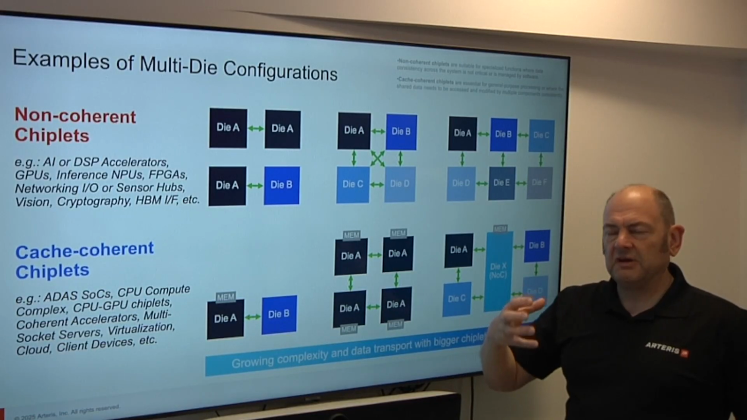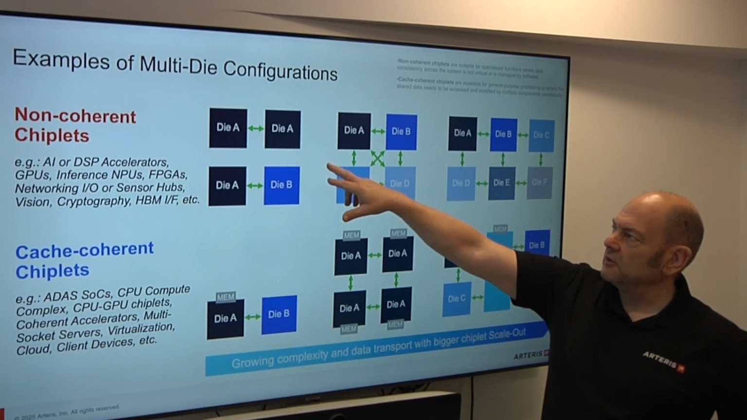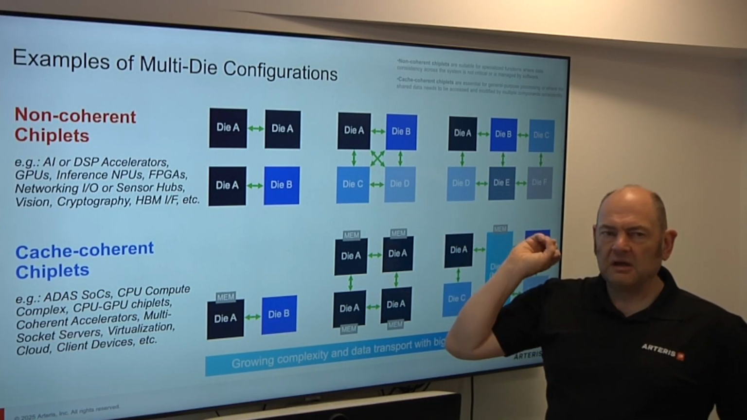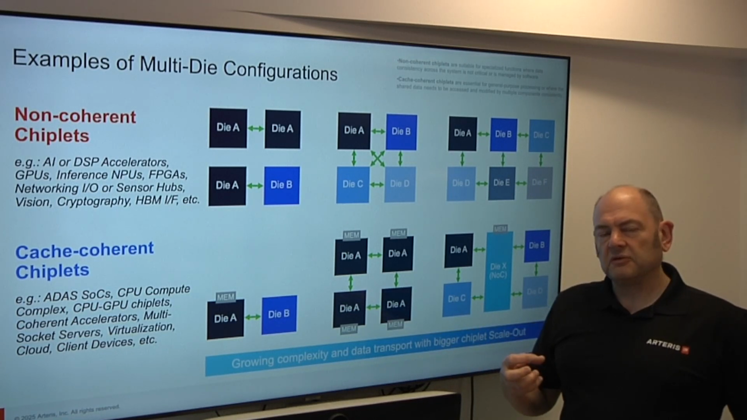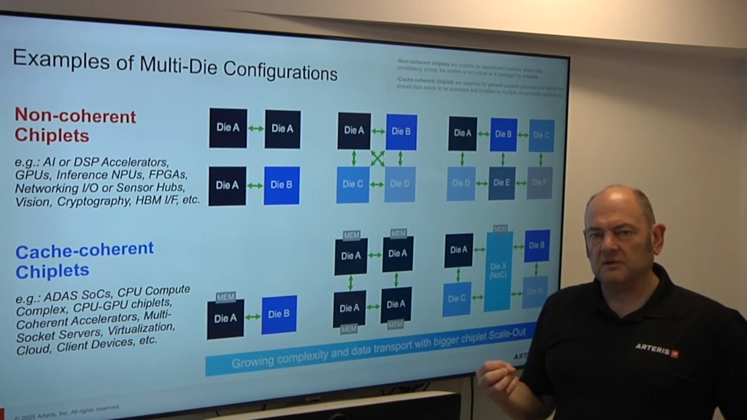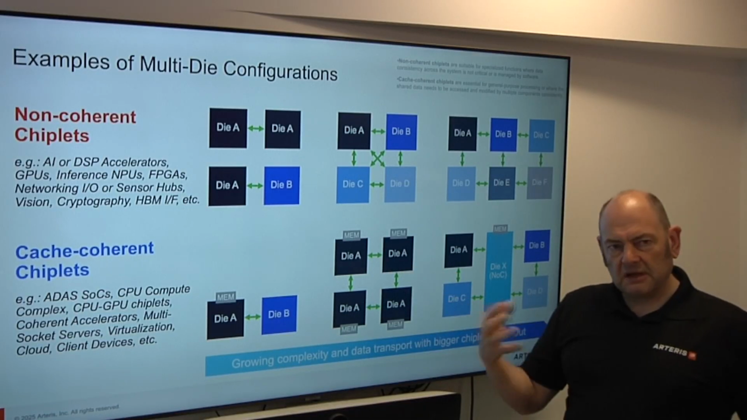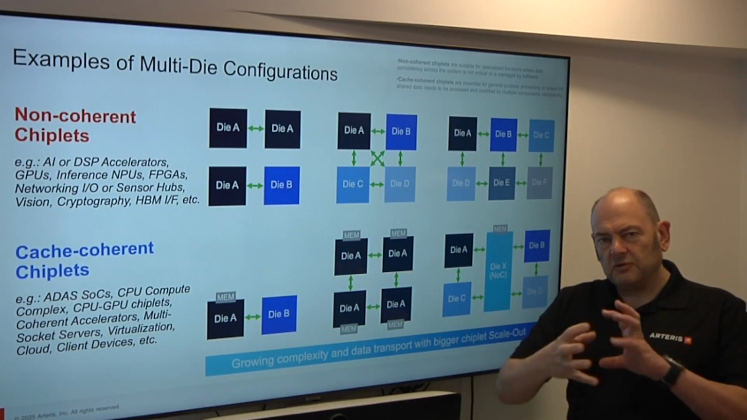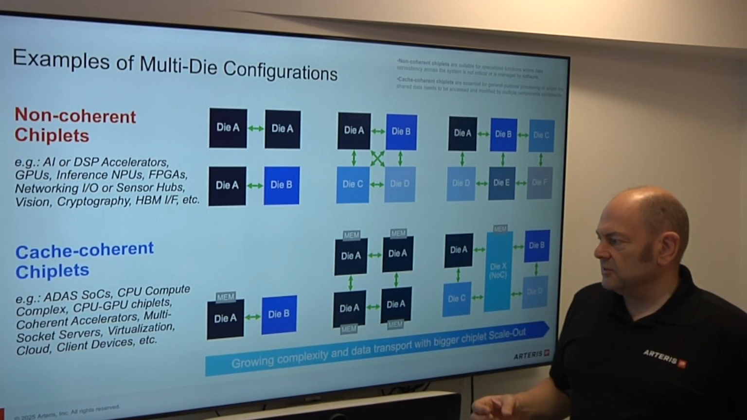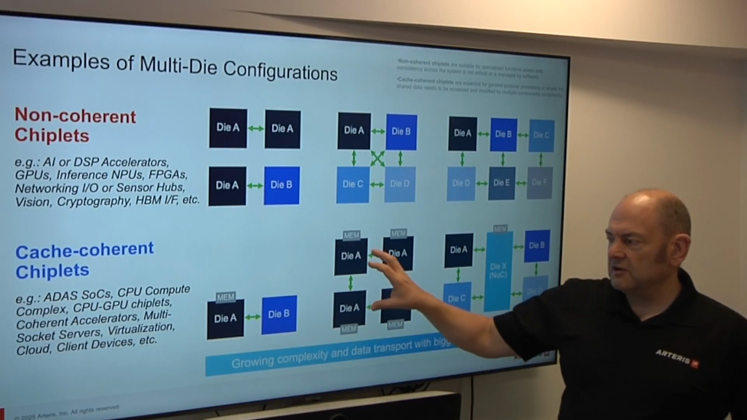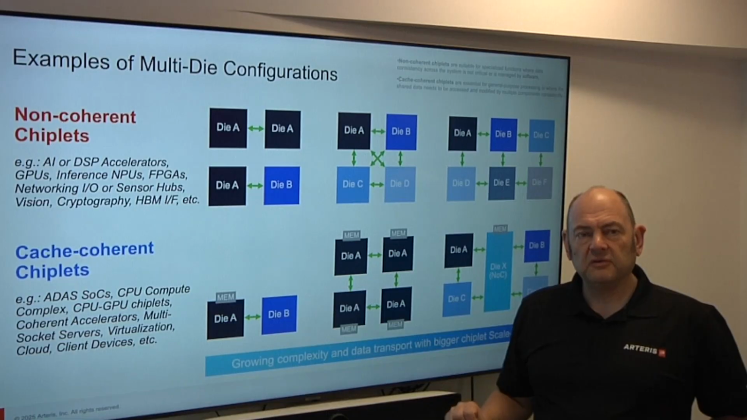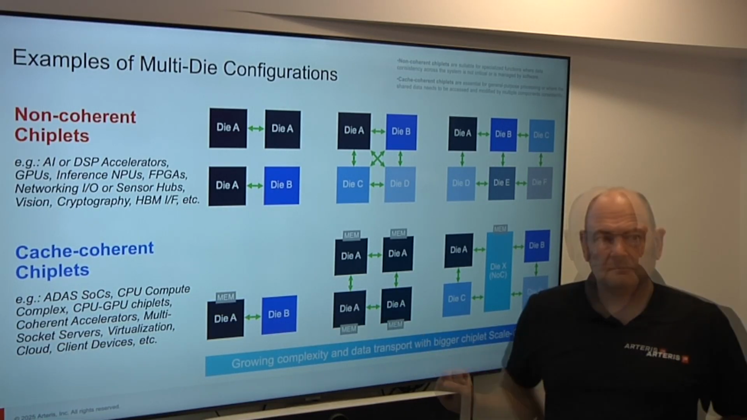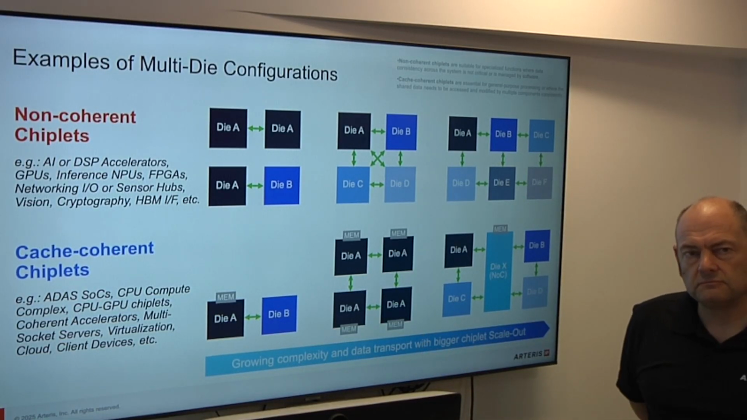The massive amount of data that goes from die A to a copy of die A actually goes out, and there doesn't need to be any particular synchronization of caches or anything going on there. However, in a cache coherent system, in order to actually scale out the cache coherency, we have to be very careful about how we actually synchronize the caches between the dies, and this is a difficult thing to do.